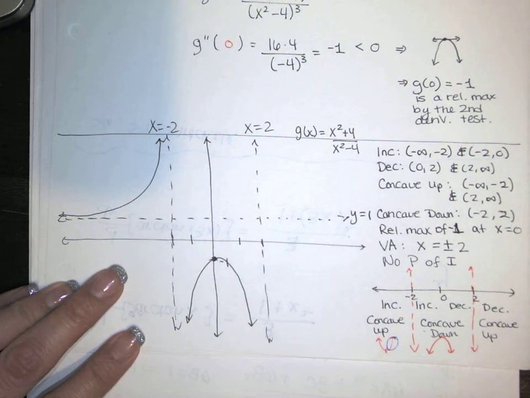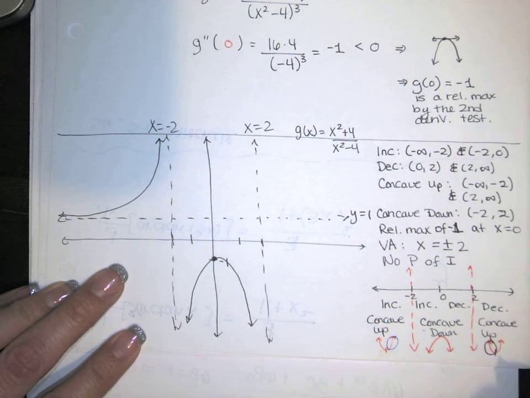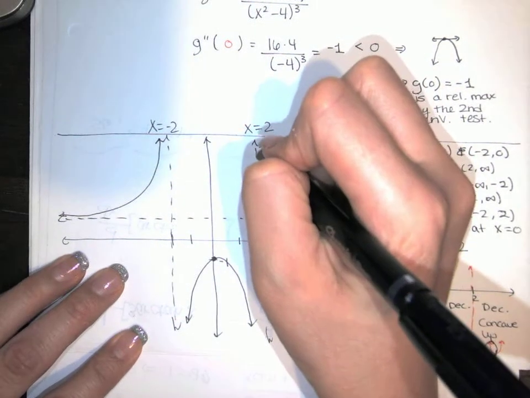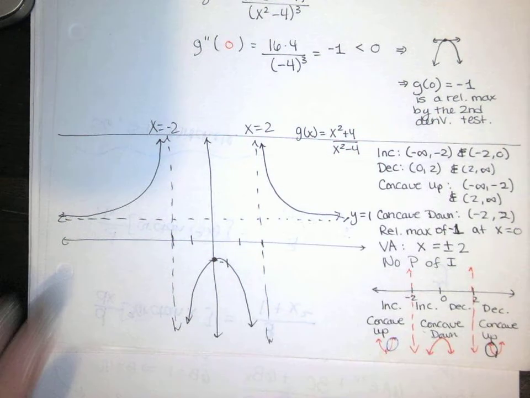So you're going to see that. And over here it's decreasing and concave up, so when I draw my little concave up parabola, it's the decreasing side only, so it's going to have that behavior. It's going to look like that. So that's our function, g of x.